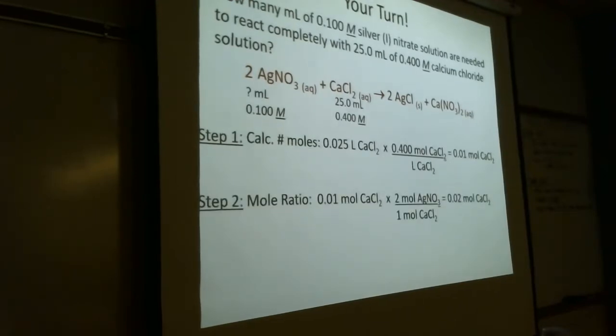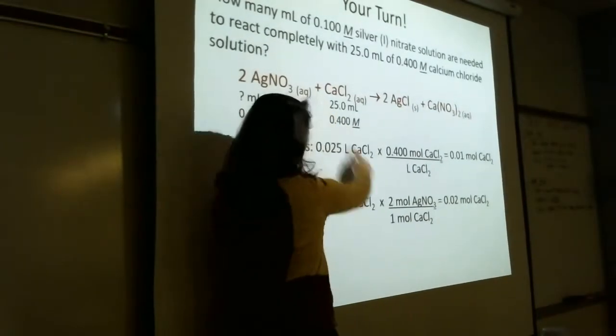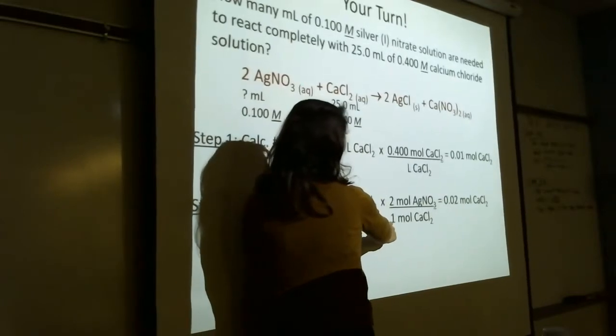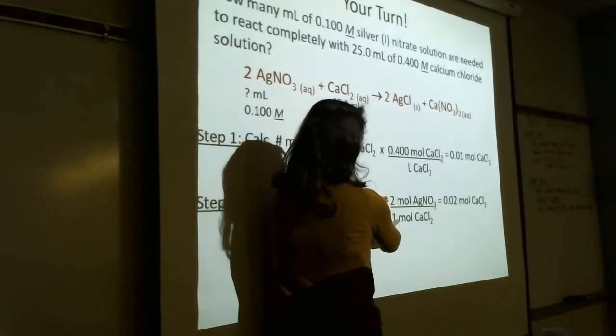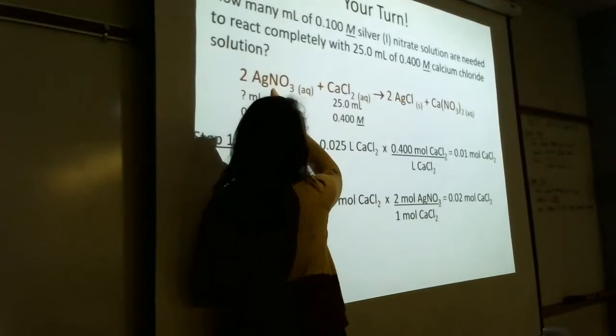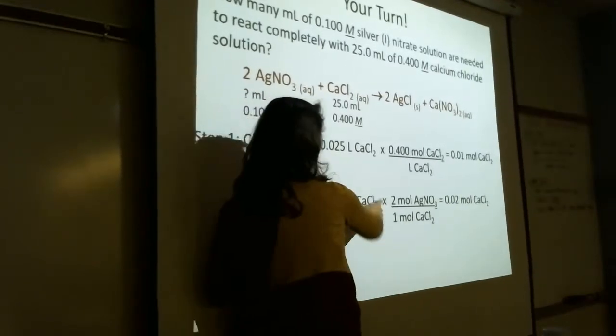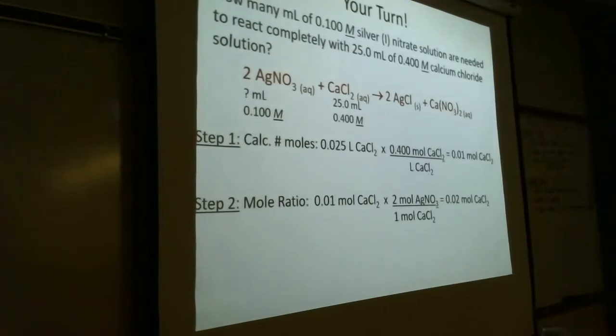Step 2 is the mole ratio, right? So we have 0.01 moles of calcium chloride. It goes on the bottom, so I'm trying to get rid of it. Mole ratio is 1 to 2. That's why there's a 2 on top and a 1 on bottom, because I'm trying to convert to moles of AgNO3. So I take 0.01 multiplied by 2. That gives me moles of AgNO3.